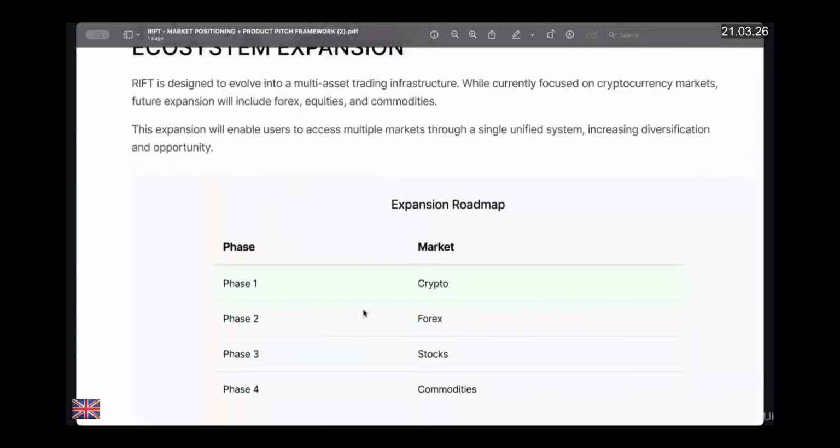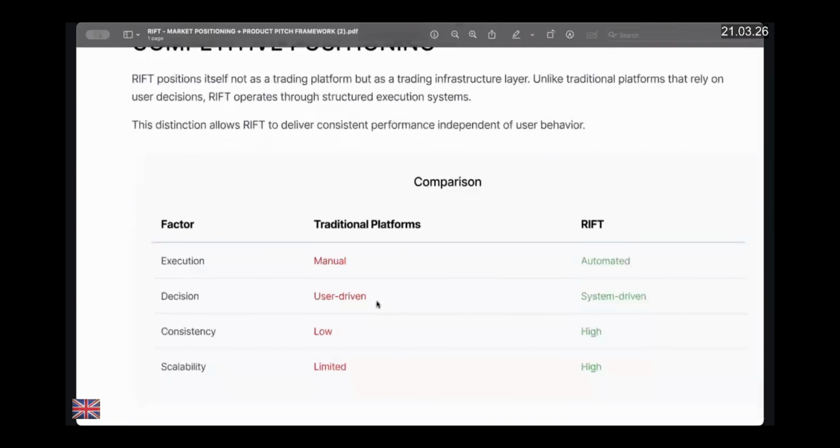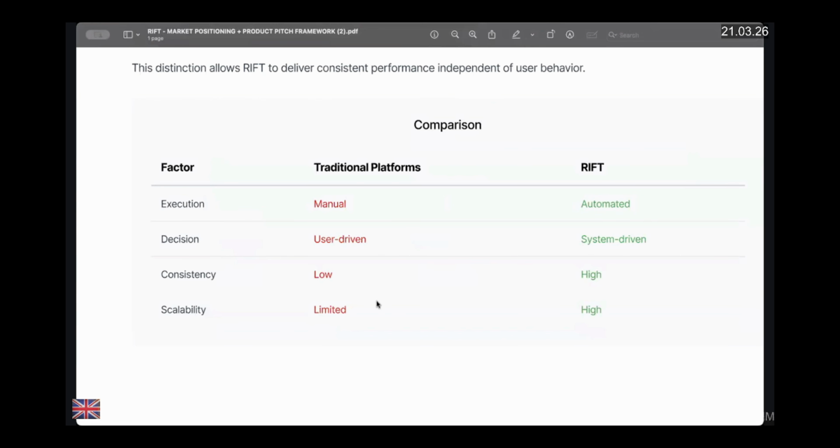Then, in terms of ecosystem expansion on the auto trading engine, we are aiming to expand our operations apart from crypto to forex and stocks and commodities as well by April. So once we go live with the human trading part on forex, stocks, and commodities, at the same time we will integrate the automated trading engine on different markets as well. So that is the roadmap on which we are currently working.